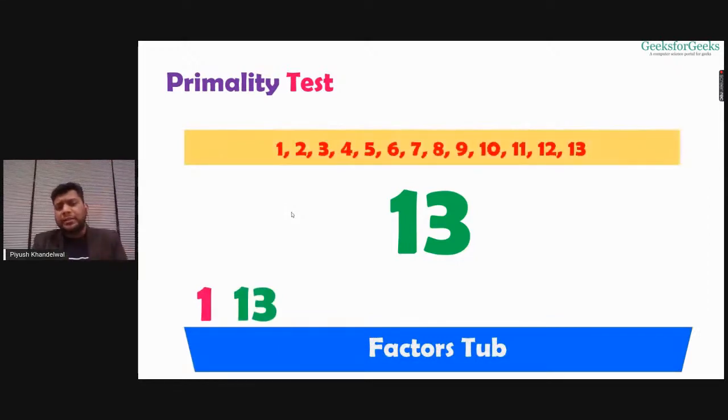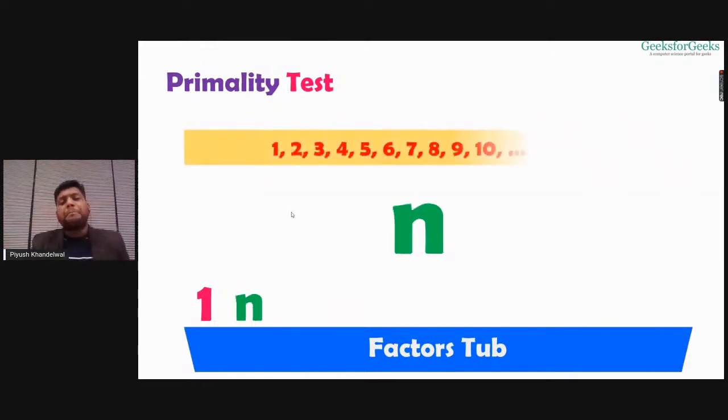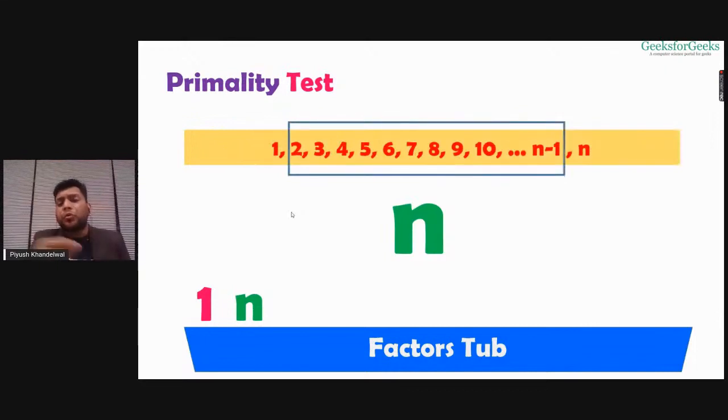Now you see, this was the range where we can find the factors of 13. Just think the other way around. We say that 13 is prime because it has two factors, 1 and 13. I say another thing: 13 is prime because it will not be divided by any number from 2 to 12, between 1 and 13, right? So if a number n is prime, I can say it should not be divisible by any number from 2 to n minus 1. Can I say this thing?